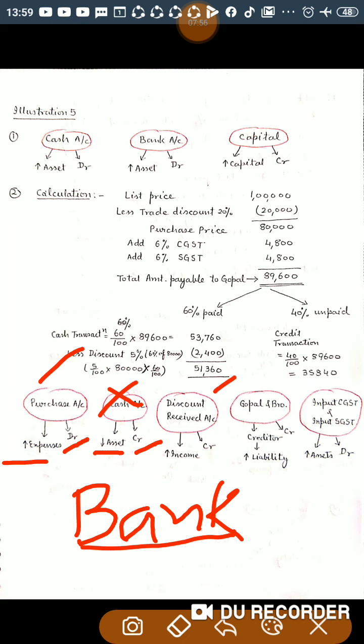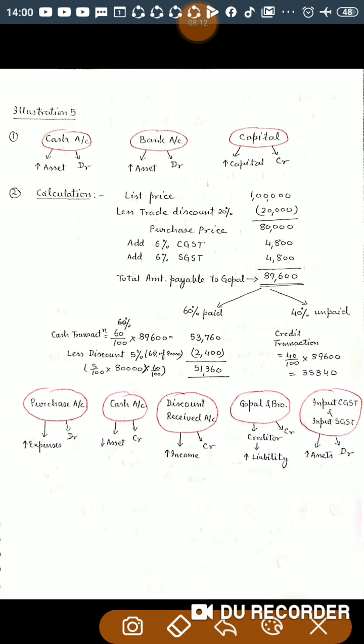Discount received is an income. Increase in income should be credited. Gopal Brothers is our creditor, it's a liability. We haven't paid him 40% of the amount, so an increase in liability should be credited. Input CGST and input SGST at the time of purchase are treated as an asset. It is increasing in the business, so it should be debited.